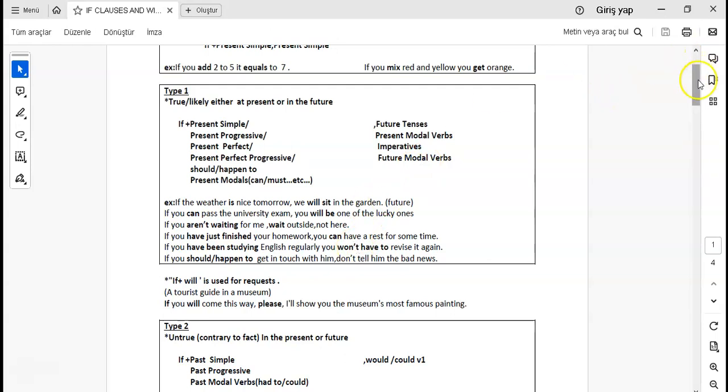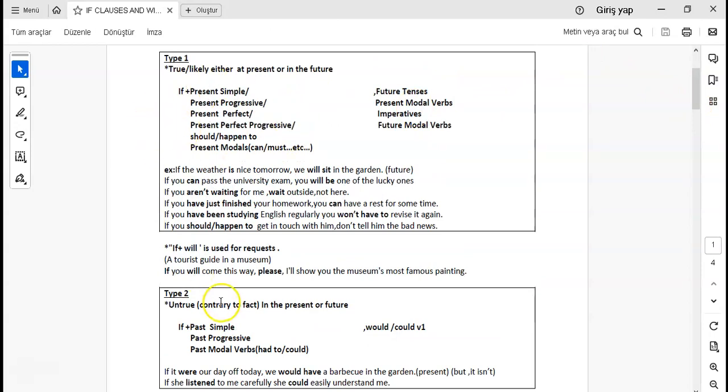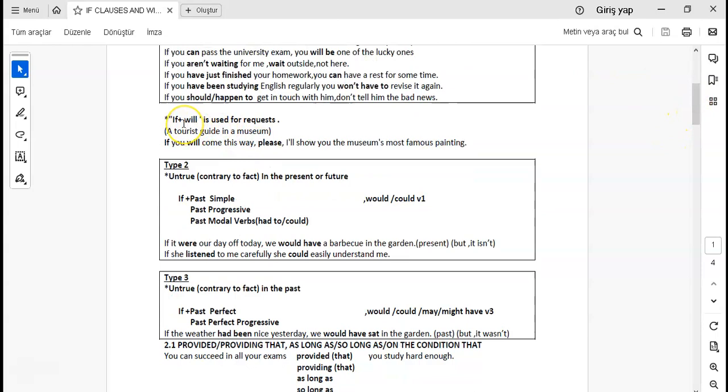Is it possible, normally as a Turkish person, when we think about what can we use, you say, oh, we can use if plus will. In the if clause, we can use will, but absolutely it is not correct, because in type 1 you can use all the present tenses apart from the future tense. You can use the future tenses only in the main clause part. But there's an exception. What is that? The exception is that you can use will with the if clause for requests. If you're very kind and you're making a kind request, you use if you will blah blah. For example, here it means if you will come this way, please come this way, and I'll show you the museum's most famous painting. You're very kind and you're making a kind request to the person you're talking to.